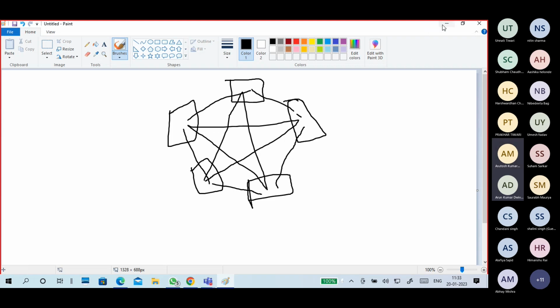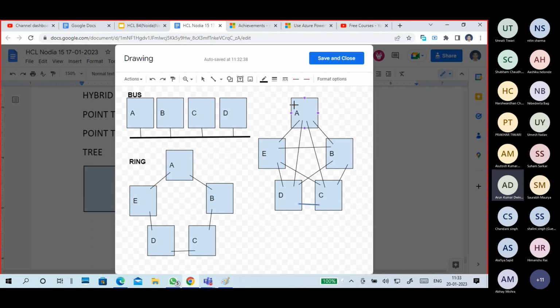Every device is connected to all other devices. Mesh topology. Every device is connected to all other devices.